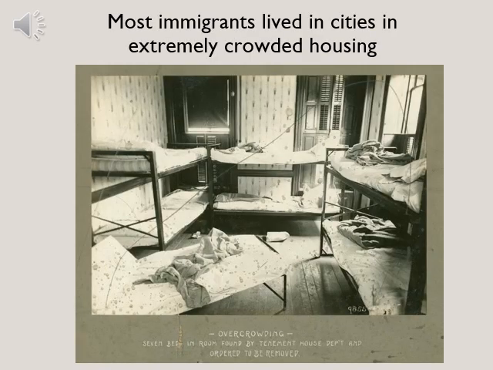Even though most immigrants lived in cities in extremely crowded housing, like the picture showing you a tenement house where 7 beds were found in one room, many still found this a preferred living arrangement to the oppression they faced in their home countries or in the Deep South.